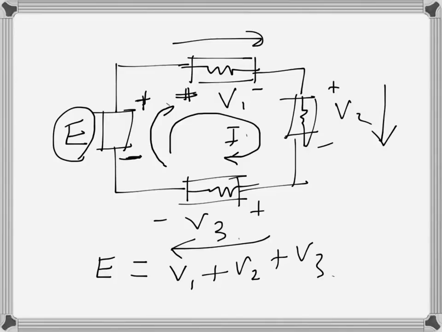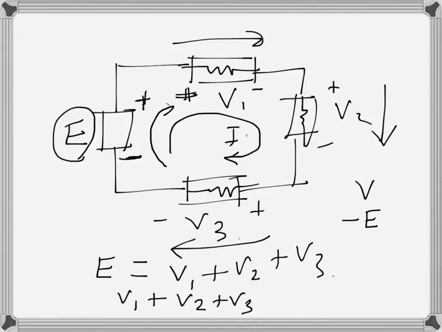So the other three are drops. The sum of rises will be equal to the sum of drops. It is sometimes stated in another way: in a closed loop, the algebraic sum of the voltage drops is zero. And when we say algebraic sum, that means the voltage drops will be plus while the rise will be minus. So the same law: the algebraic sum of the voltage drops is 0.